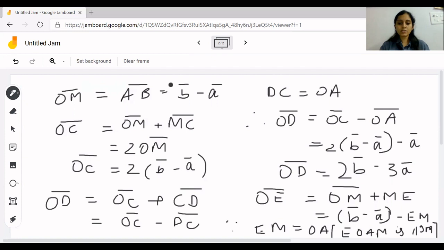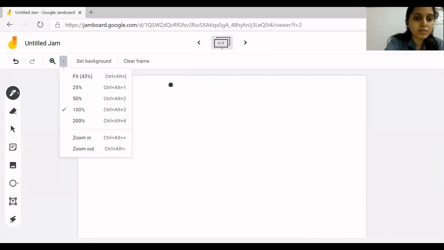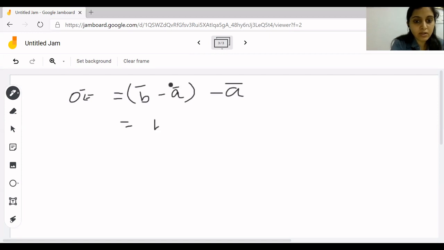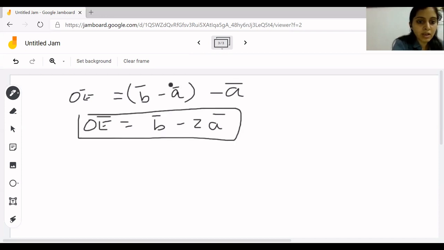We have OE bar as the final answer. OE bar is equal to OM bar, which is B bar minus A bar, minus OA bar, that is A bar, which is equal to B bar minus 2A bar. So we've got all the three vectors, OE, OD, and OC, that were to be found out. Okay, this is question 3.